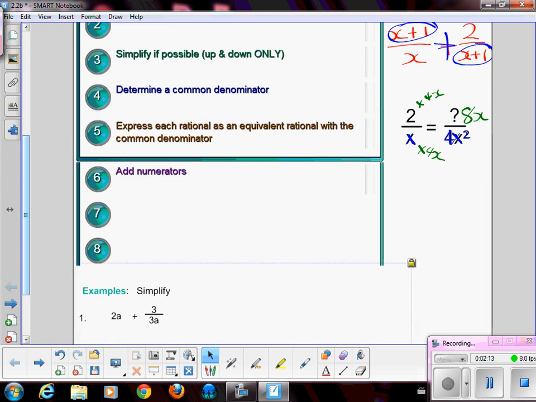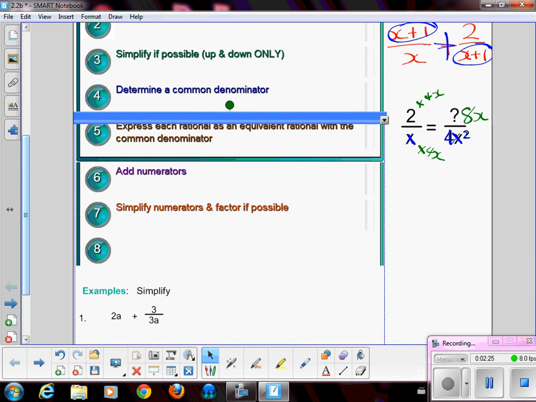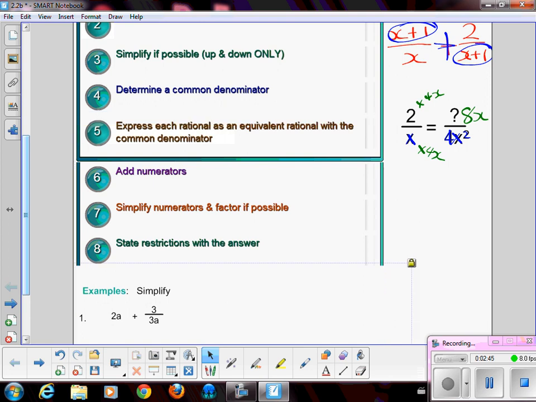Okay, the next thing we look at is after we have our common denominators and everything's equivalent, now we can add our numerators or subtract our numerators, and then we simplify them. Okay, it could be that we have to expand, gather like terms, even possibly factoring. So we do all of that. And then at the end, after we have our answer, we make sure that we state our restrictions with our answer, just like we've been doing all the way through these last few lessons.